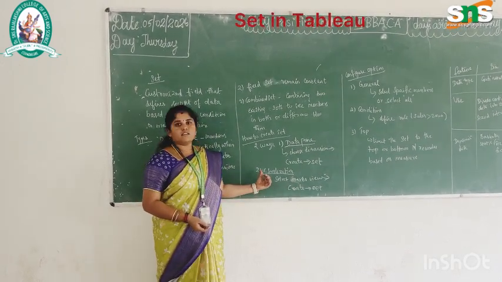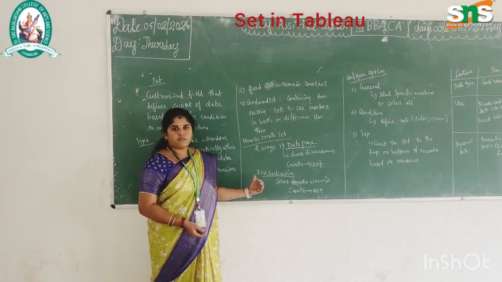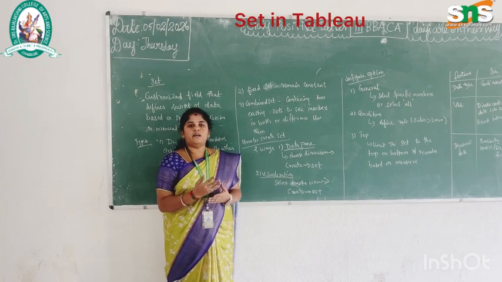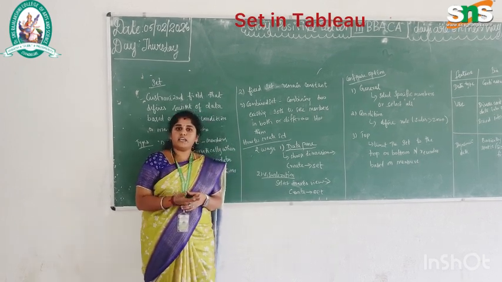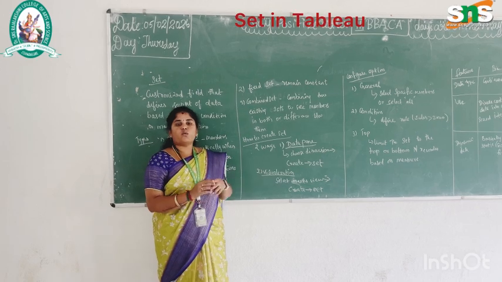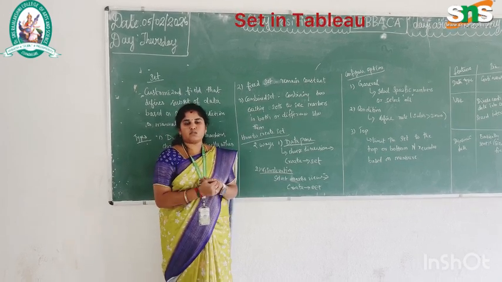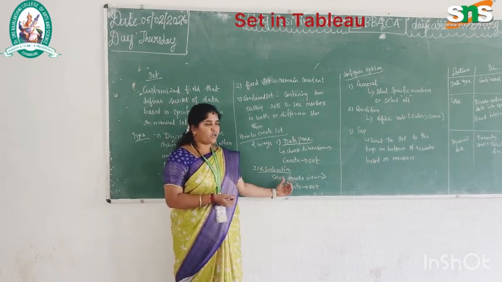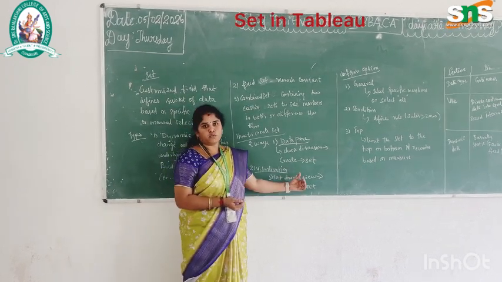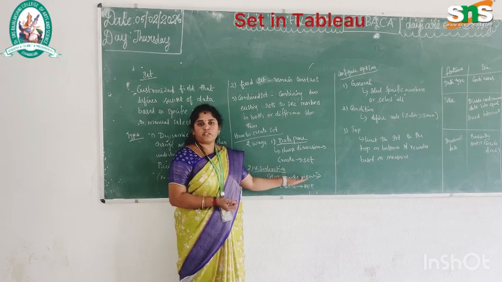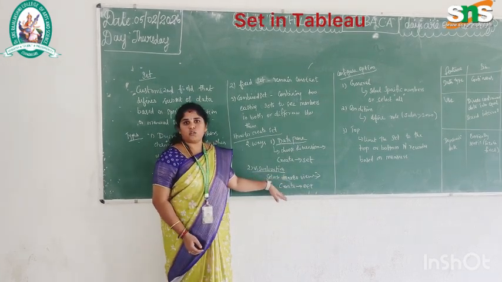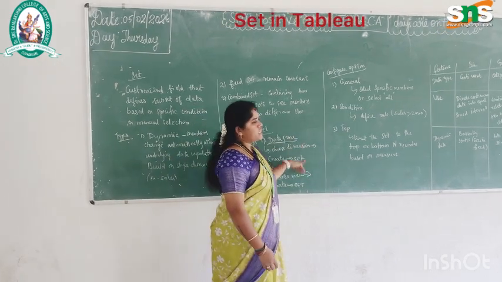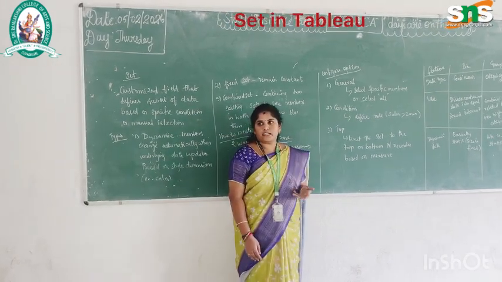The second way to create a set is by using the visualization. After loading the data into the data pane, we create any one of the visualizations. Here I am going to select the marks view in that pane. After selecting the marks view, we choose the option called create. After that we select the option called set. So these are the two ways to create a set in Tableau.